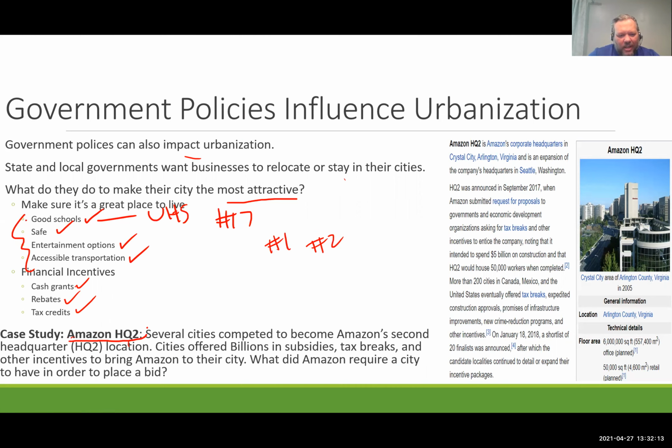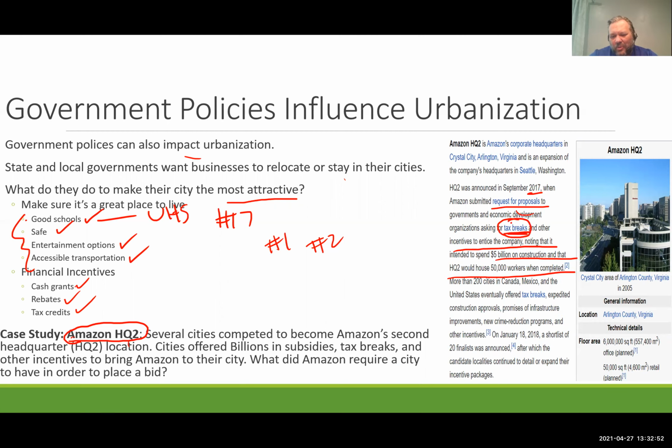Amazon HQ2 was the name of their second headquarters, and they were going to build this new headquarters in a new city. So they went to cities around the world, saying, hey, can you put a proposal together for us? If you take a look over here, HQ2 was announced in 2017. Request for proposals, from cities' government economic development corporations, asking for tax breaks and other incentives to entice the company, noting that it needed to spend $5 billion in construction and that HQ2 would house 50,000 workers when completed.